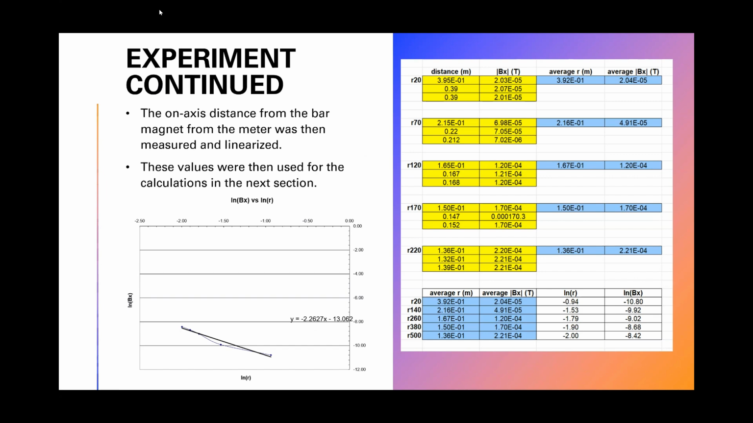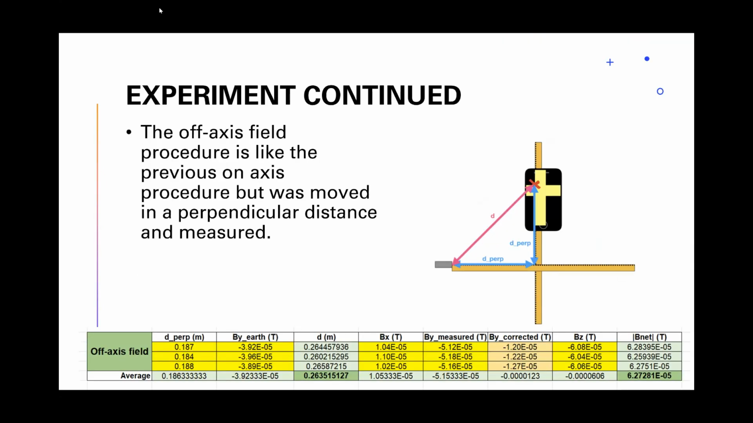Here it is. Pause it if you want to look at it. The off-axis field procedure is like the previous on-axis one, but instead the meter was moved a perpendicular distance and measured, and we can see the data below, also from the experiment.